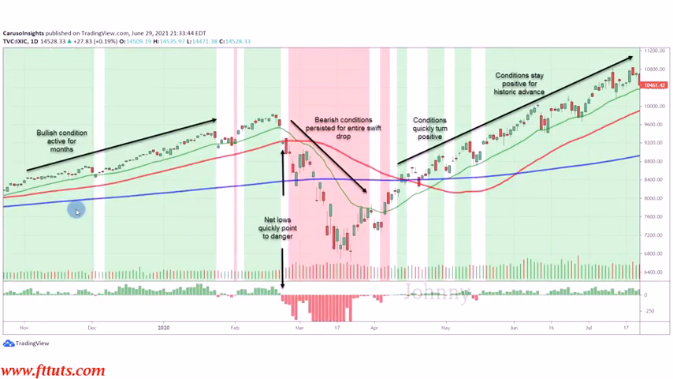Let's take a quick look at the COVID crash and really how quickly this can adapt and really identify problems. This really did help me move quickly in a fast-moving market. Now, coming off of the trade tensions that ended in 2019 between the US and China, we had a nice bullish condition that was achieved for several months.